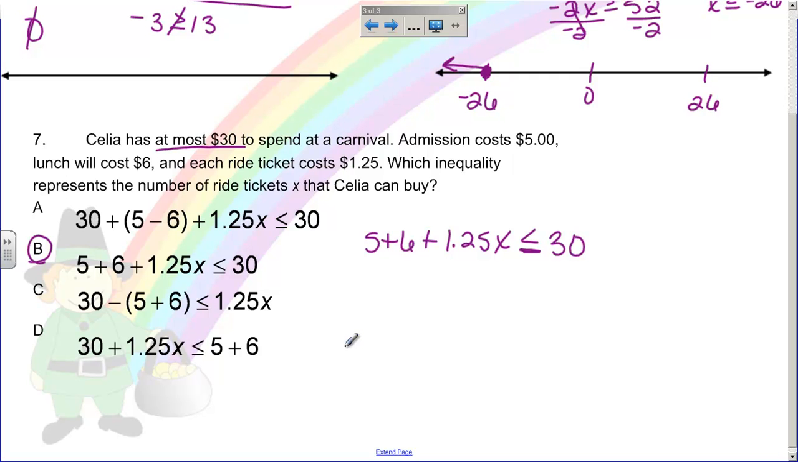And so that's what you end up with. Okay? So you pick answer B. That's going to be the one that gives you how many ride tickets she can buy. That's multi-step inequalities. I will see you tomorrow when we will practice this some more together in class.